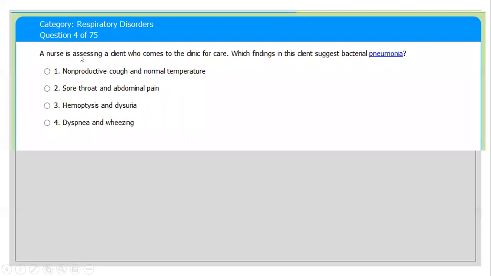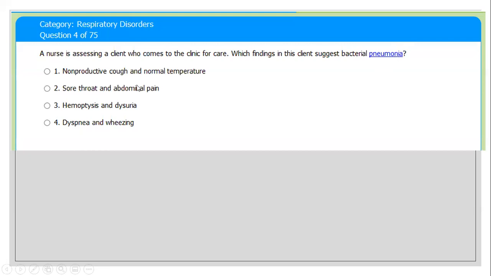Question: a nurse is assessing a client who comes to the clinic for care. Which findings in this client suggest bacterial pneumonia? Number one, non-productive cough and normal temperature. Number two, sore throat and abdominal pain. Number three, hemoptysis and dysuria. Number four, dyspnea and wheezing.